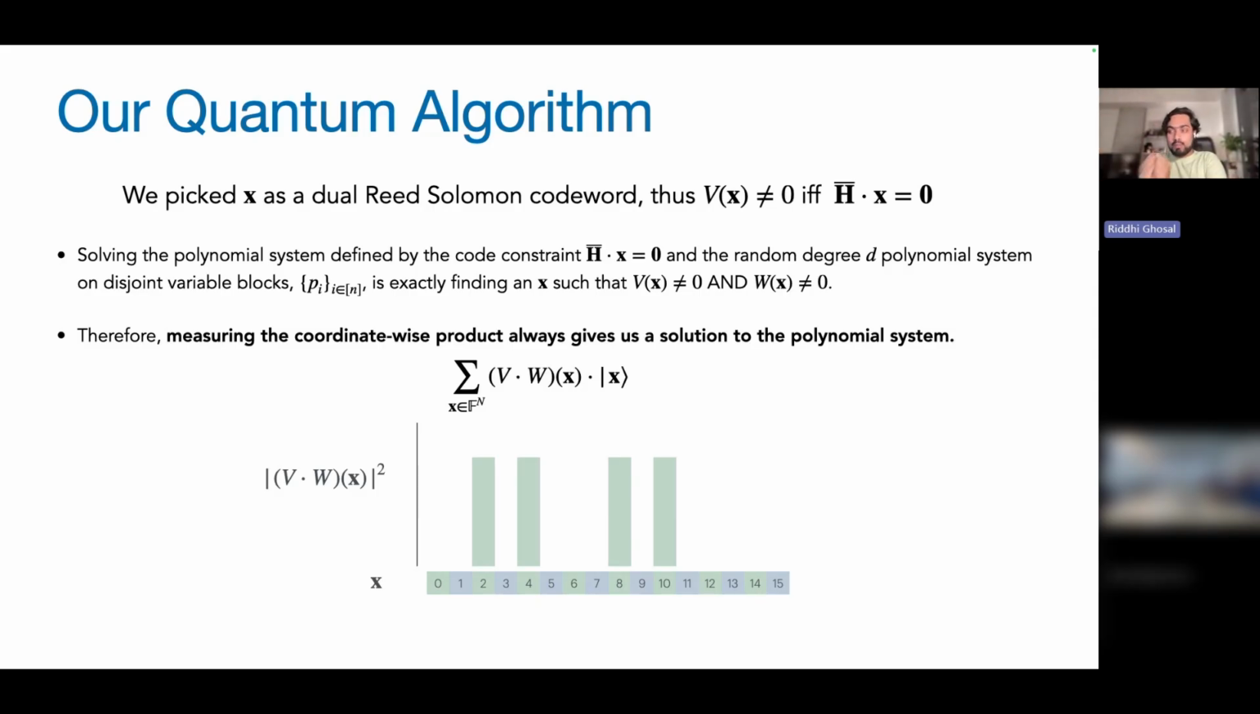If you can extract out this particular quantum state, we can then simply measure the state and we'll get a particular solution out. Right? So this is why looking at this coordinate-wise product is relevant and super important.